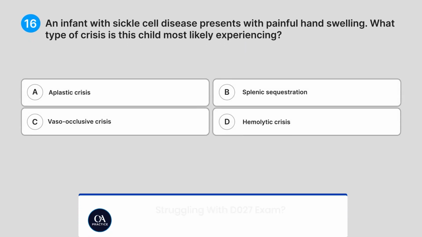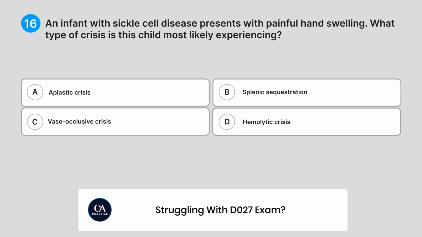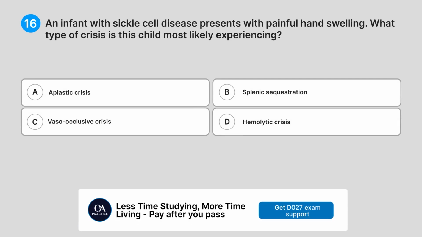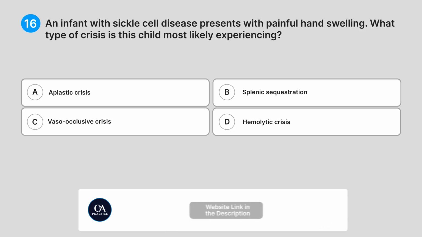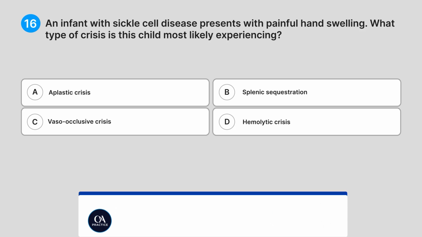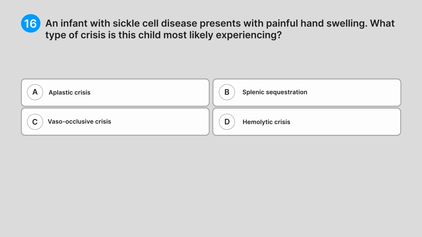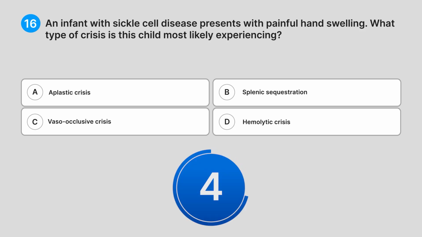16. An infant with sickle cell disease presents with painful hand swelling. What type of crisis is this child most likely experiencing? A. Aplastic crisis. B. Splenic sequestration. C. Vaso-occlusive crisis. D. Hemolytic crisis. Do you know the answer?